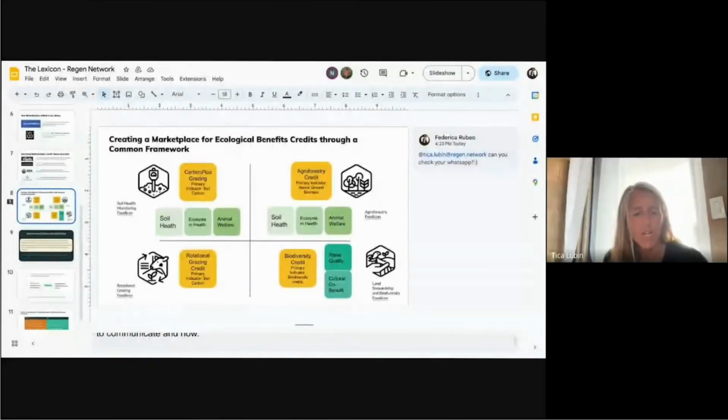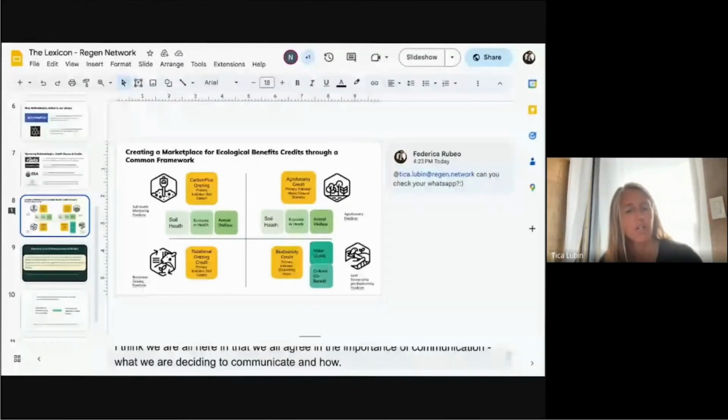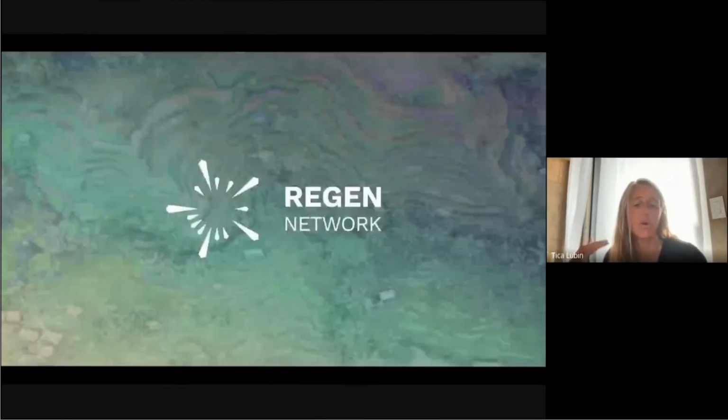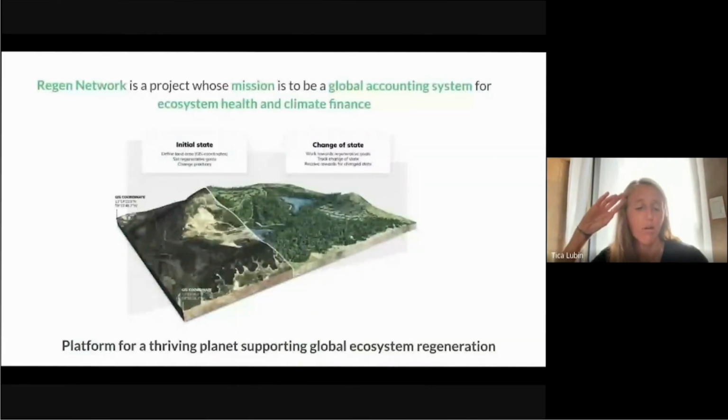Yeah, so I'm sharing about Regen Network, and Federica's going to help me with going through the slides here quickly. I'm going to start with a really brief background of what Regen is so that then we can move into how the work that we're doing applies to Regen. So Regen Network uses the monitoring of changes in ecosystem health to create value and ultimately finance for ecosystem regeneration.